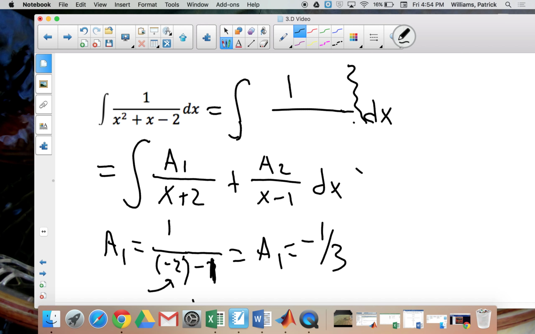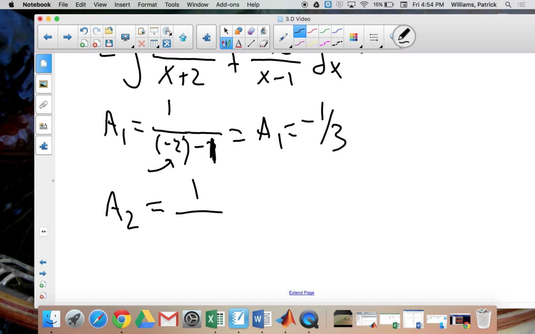So again, we have x plus 2, x minus 1. So for the constant we're trying to solve for, we look at what makes this second one equal to 0, which is x equals 1. So again, Heaviside cover-up method: we cover up this thing, pretend it doesn't exist, and plug x equals 1 into what's left over. So if we do that, we will get 1 over 1 plus 2, or 1/3.